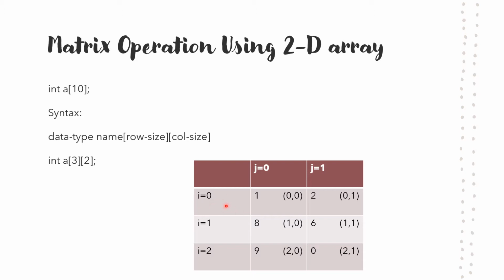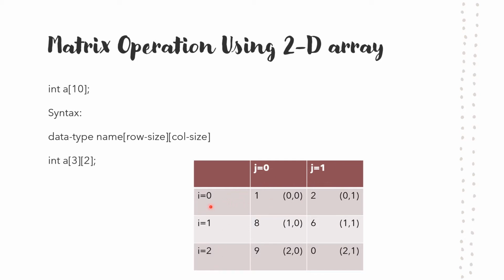We will declare rows by using i, and columns by using j. Initially the value of i and the value of j will be 0. Then the value of i will be 1 and then 2, and since there are only 2 columns, the value of j will be 0 and 1. Here you can see these are rows and these are columns.